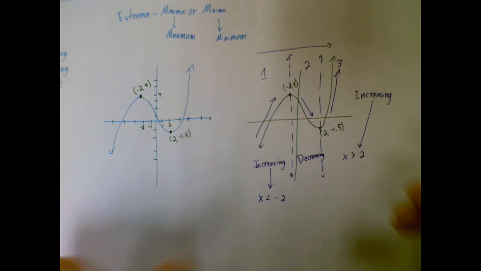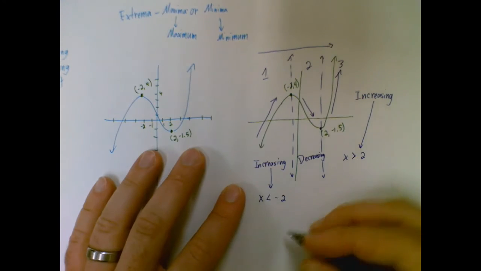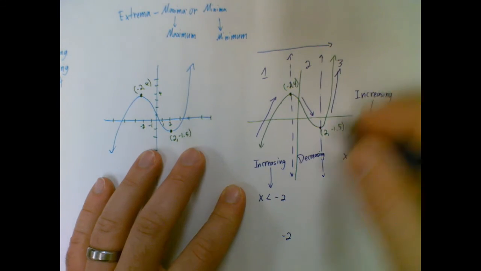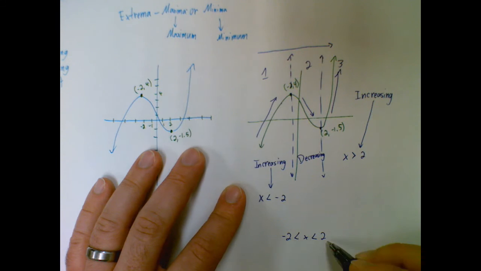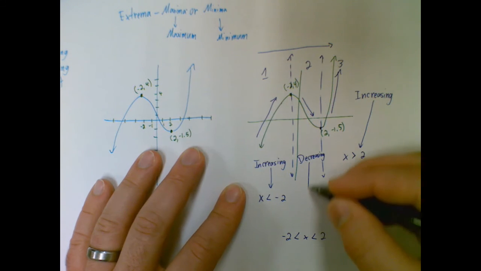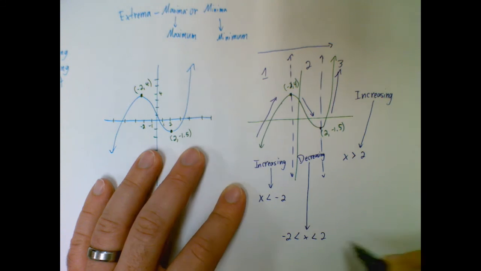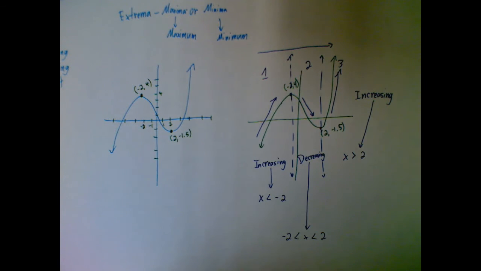When we have a middle, we have two bounds, so we write it a little bit differently. It's -2 on the left and +2 on the right, and it's always set up like this. I'm saying it's between -2 and 2 by using that symbol. So it's decreasing with that inequality. It'll take a little bit of practice to get used to, but that's how those are set up.